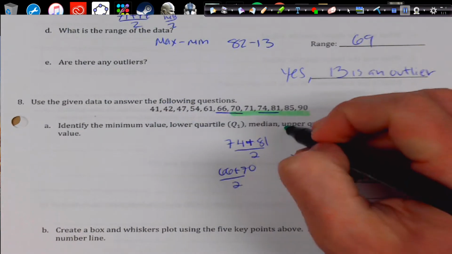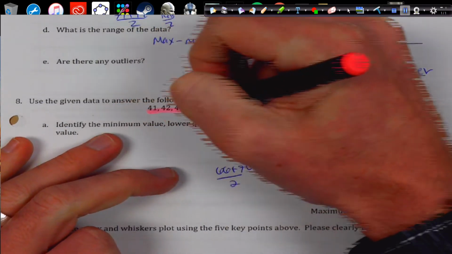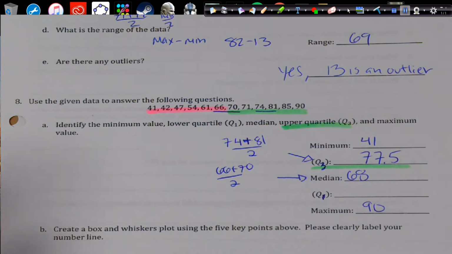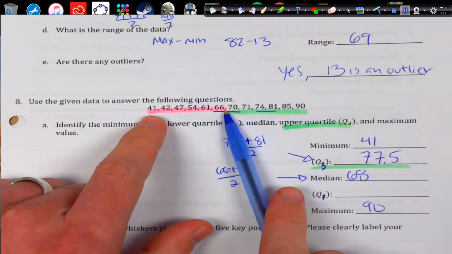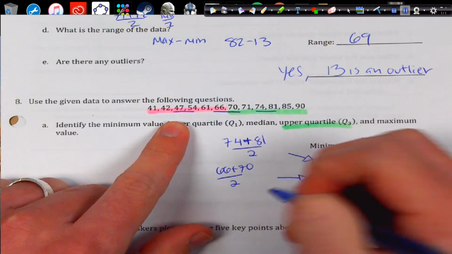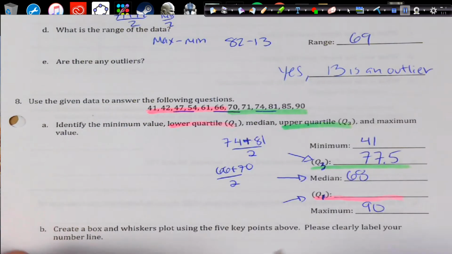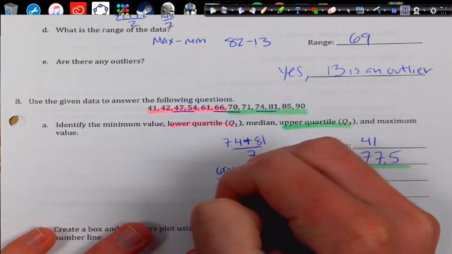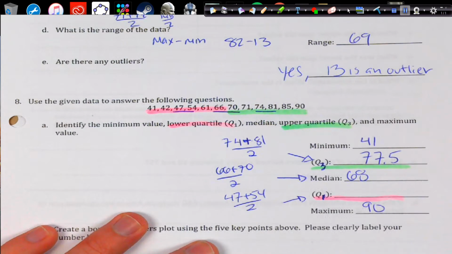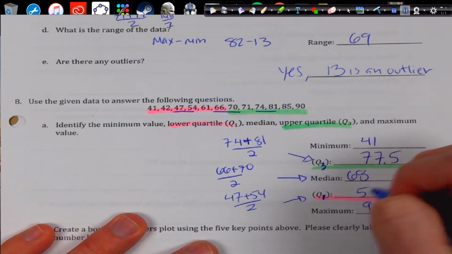We'll call that upper quartile in green, versus our lower quartile, which is all down here. Now I'm including the 66 because it's technically not part of the median. And so we're going to count in, and we get these two numbers here, and that will find us quartile 1, which is the lower quartile. And that's going to be 47 plus 54 divided by 2, and that will give us 50.5.